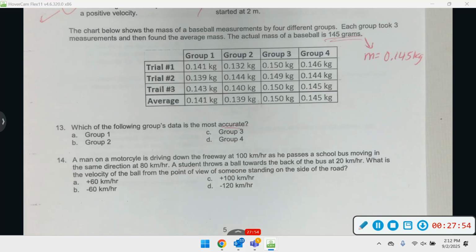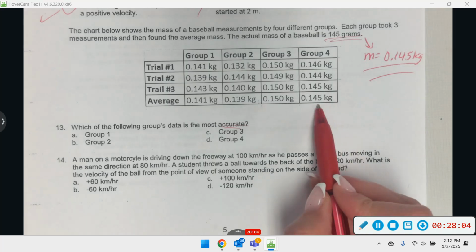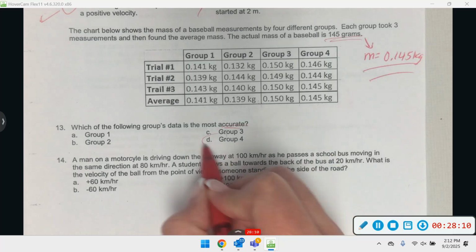Accuracy, which is what we're trying to find, is which group is closest to the actual value. Well, here's the actual value. So which group is closest to that? Group 4, because they got that. Look at their average. Group 4 got an average of 0.145. They are the most accurate.